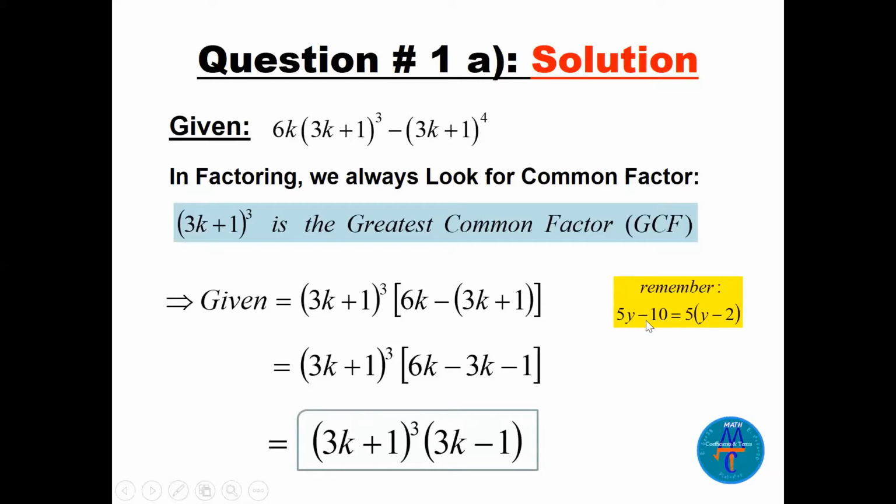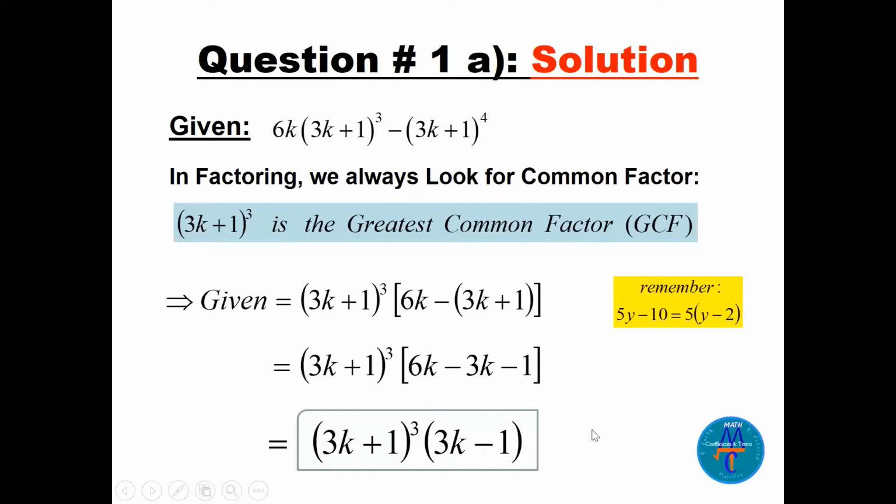See 5y minus 10. What is common here? That's so simple. 5 is the common, so I write 5 times y minus 2. This is the 5 here, like the 3k plus 1 to the power of 3. And then what's left inside? 5y divided by 5 is y, 10 divided by 5 is 2. So this is the common now: 3k plus 1 cubed, and here you have to simplify inside the bracket. 6k minus 3k is 3k, minus 1. That is the final answer.